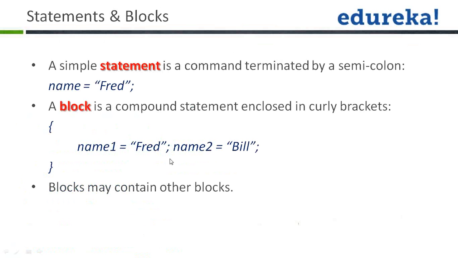Okay. Now we come to statements and blocks. In Java, a statement is a simple command terminated by a semicolon, like name equals Fred, you put a semicolon, so this is one statement. A block is a compound statement enclosed in curly braces, so the curly brace starts and the corresponding one ends right here. Within that you can find one semicolon, this is one statement, second semicolon, this is the second statement. Now blocks may contain other blocks as well, so you can have nested blocks in your application.